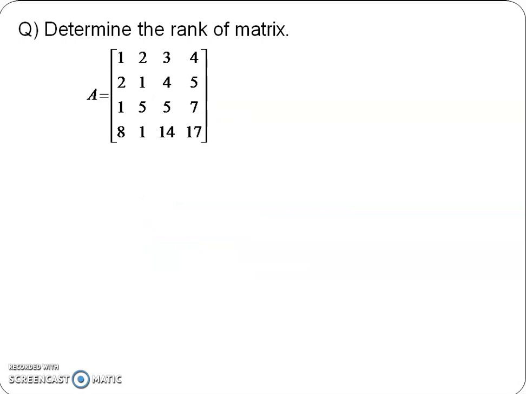Let's take another example for a 4 cross 4 matrix, and we have to find out the rank. So this is the diagonal of matrix A. The numbers which we have to convert to 0 to obtain the upper triangular form are these.